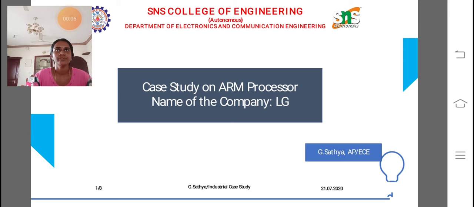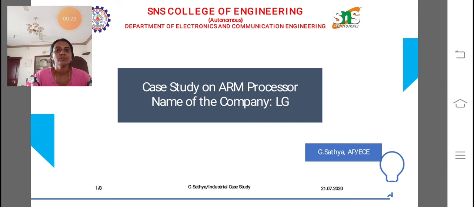Dear students, good evening. Today we are going to discuss a case study on the topic of the ARM processor, because most of the digital components we use nowadays contain an ARM processor. So we are going to discuss the ARM processor based on its applications.